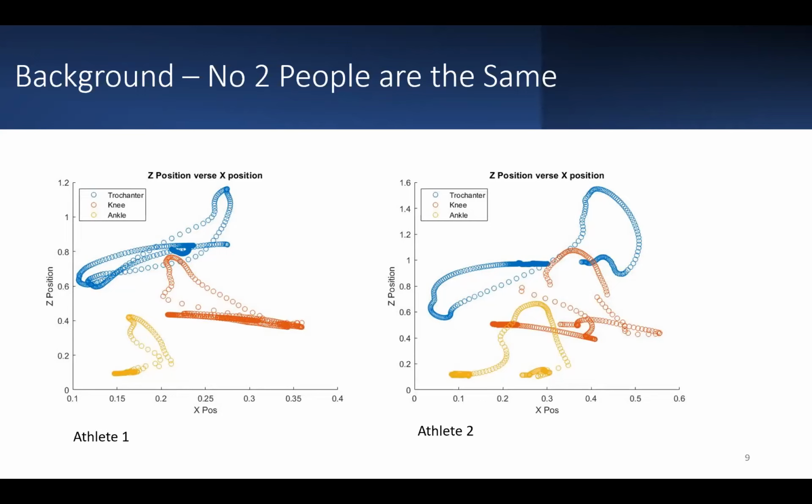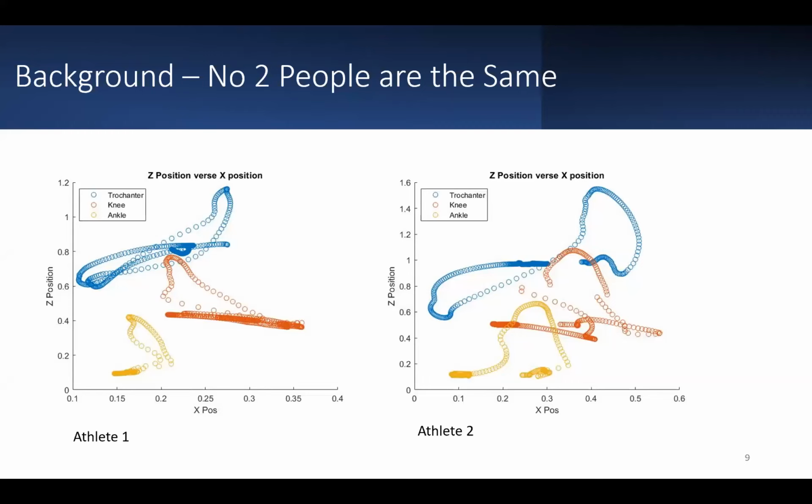So this is also data collected from the motion lab. On the x-axis, we have x position in meters, and this is the amount that you sway forwards or backwards throughout your vertical jump. And on the y-axis, we have z position in meters, which is obviously the amount that you raise off the ground. One thing that's really unique here is that you can see the fingerprint of two different athletes throughout the jump.